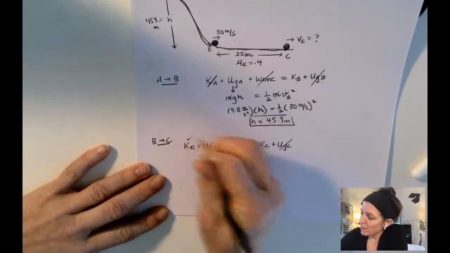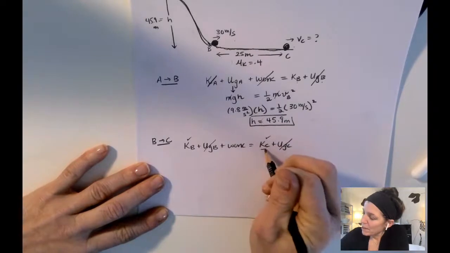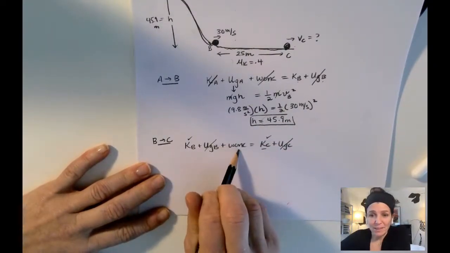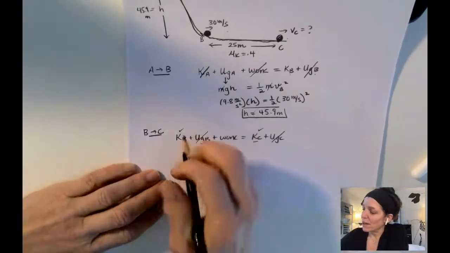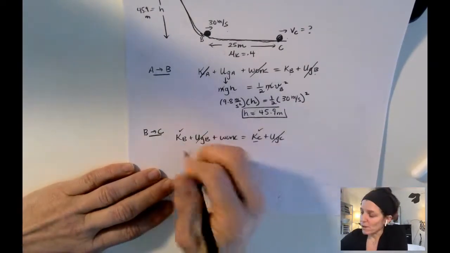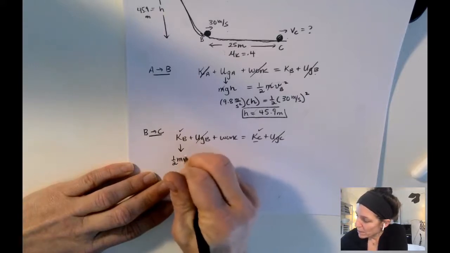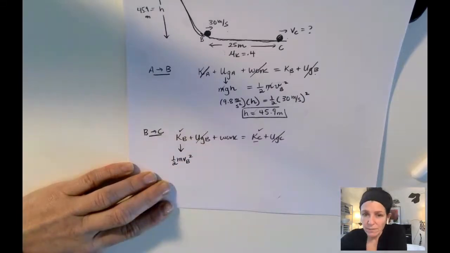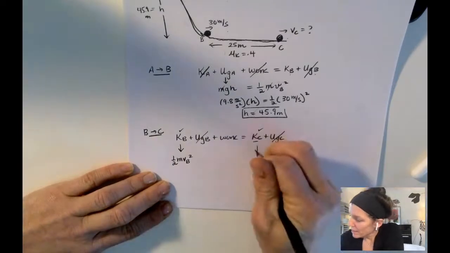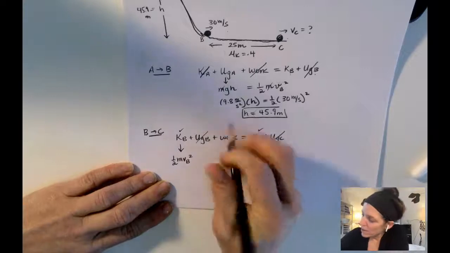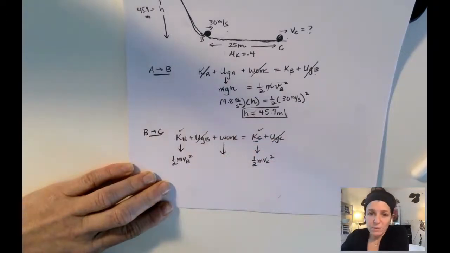And we know we have K at B, we know we have K at C, we know it's lost kinetic energy, so this work is going to be negative. Let's first put in values that we know. For K at B, we're going to have 1/2 m v at B squared. K at C is going to be 1/2 m v at C squared. We need to calculate this work.